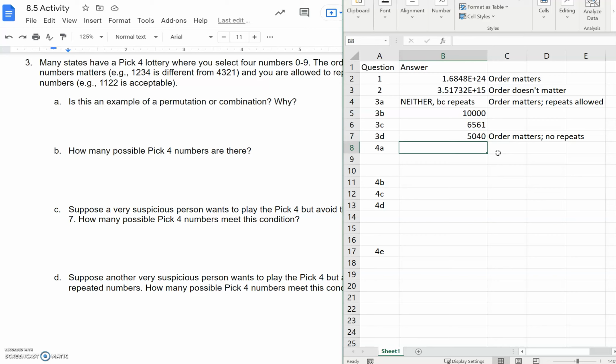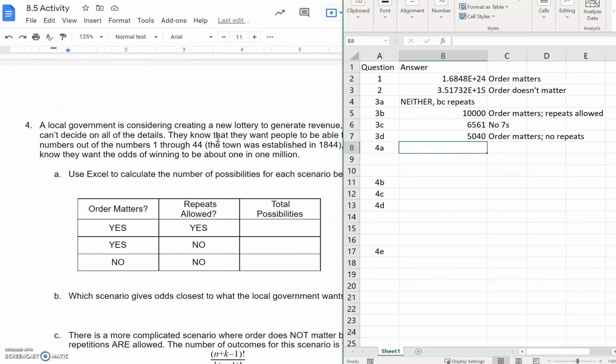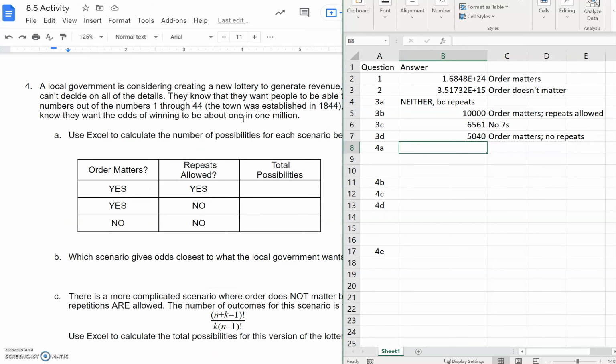5,040. So we get about half as many options as we would have in the case where repeats are allowed, right? That was 10,000. And if I want to move this thing, maybe I can do that just to be a little bit more clear. And this one was no 7s. Okay, so hopefully that's a little bit more clear. I know that one kind of tripped some folks up, but it should have hopefully followed the videos pretty closely.